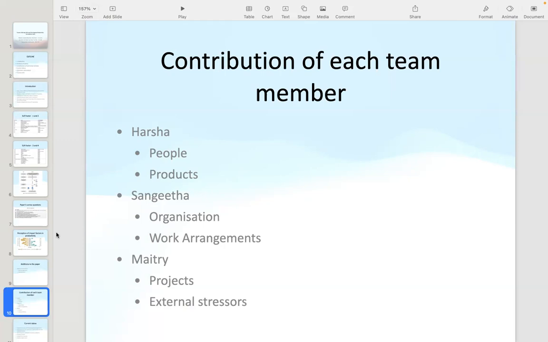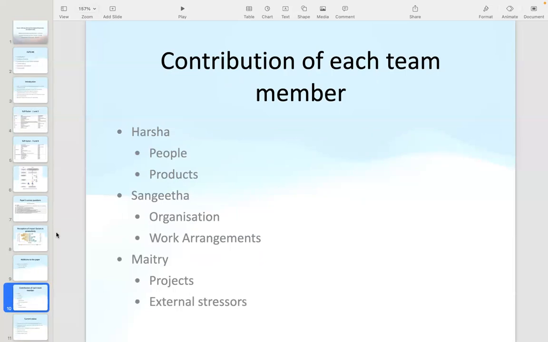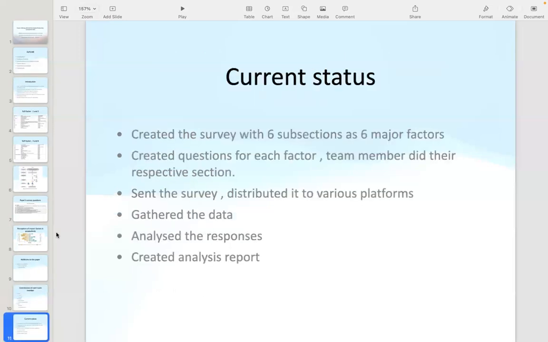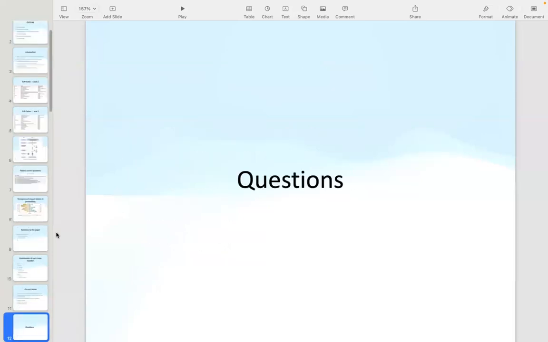Apart from that, we have also generated the analysis report, where we are gathering the insights and inferences that we have gathered for each individual factor. And this individual analysis is also done by the team member who originally owned that factor. Keeping this in mind, all the questions that we will later go through will be under these factors, and for these factors we will see all the questions and their analysis.